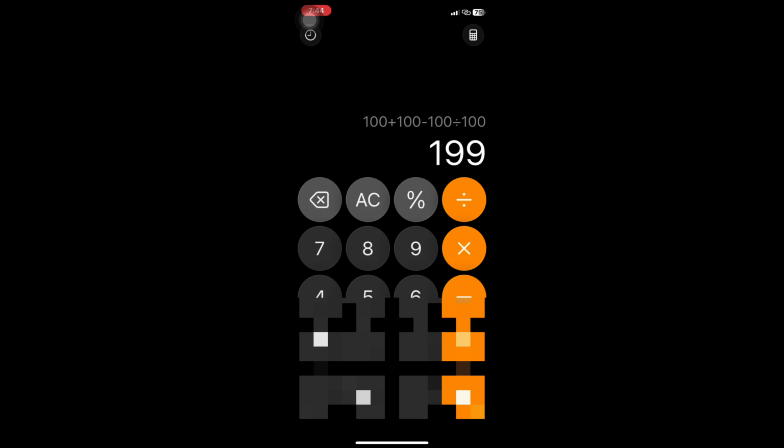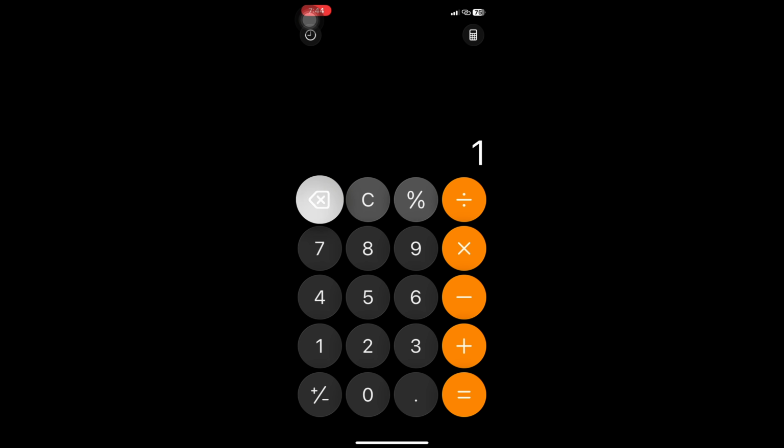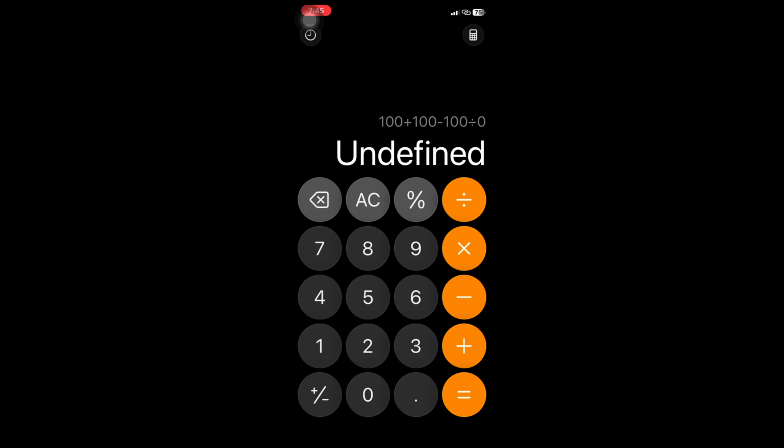So we will turn on our calculator and start doing some calculations. You will write 100 plus 100, then subtract 100, and now you have to divide it by 0. When you tap on equals, the answer will be undefined, meaning there will be no answer to it. That's how I do it.